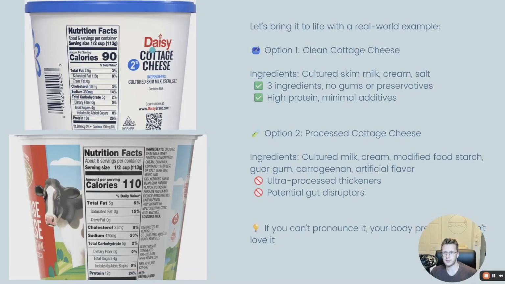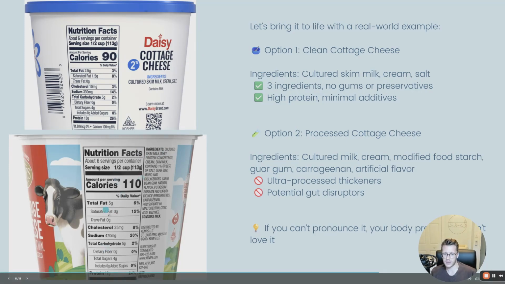So the top one, this Daisy cottage cheese, these are the ingredients: cultured skim milk, cream, and salt. That's it. Now look at the ingredients of the other one. So there's no gums, there's no preservatives in this. It's high protein, minimal additives, right? Great choice.